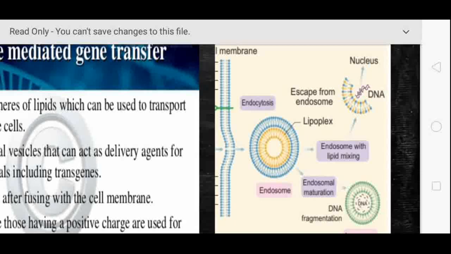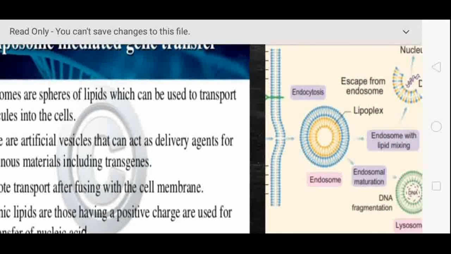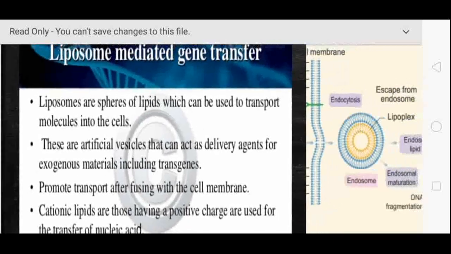This is one example of endocytosis. Endo means inside, cytosis means cell process. So once it enters the cell, after delivering the DNA, the vacuole itself can degrade the liposome that we introduced into the cell. So this method of transfer is called liposome mediated transfer.